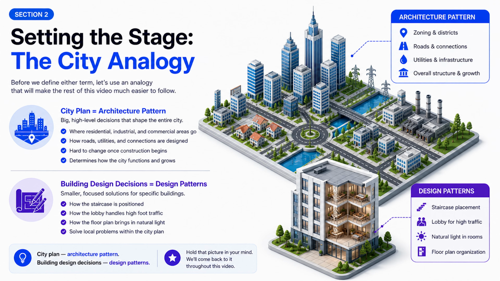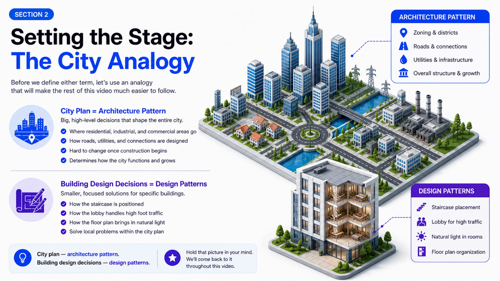That is what architecture patterns are in software. They define the overall shape and organization of the entire system. If the city plan is wrong, every road, utility line, and neighborhood has to work around that mistake. Software behaves the same way. A good architecture gives the whole system room to grow. A bad one creates friction everywhere.